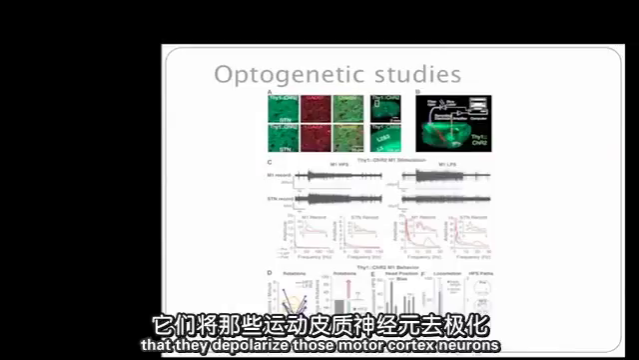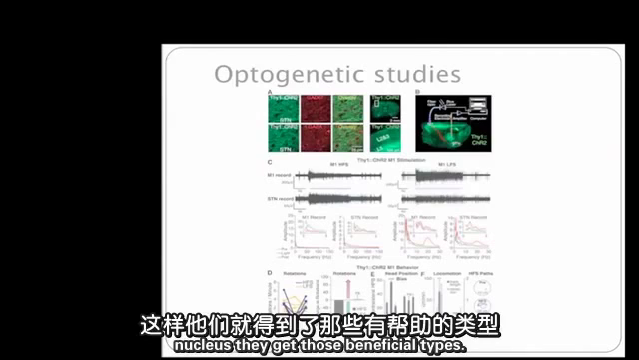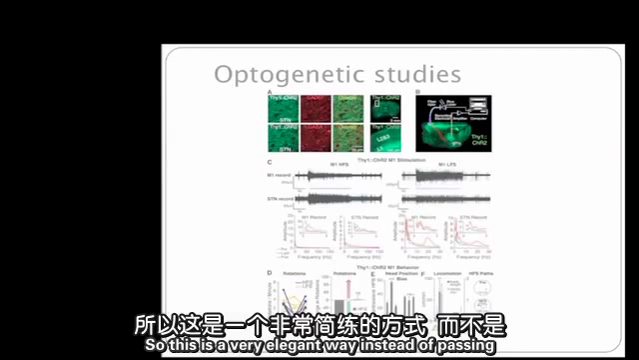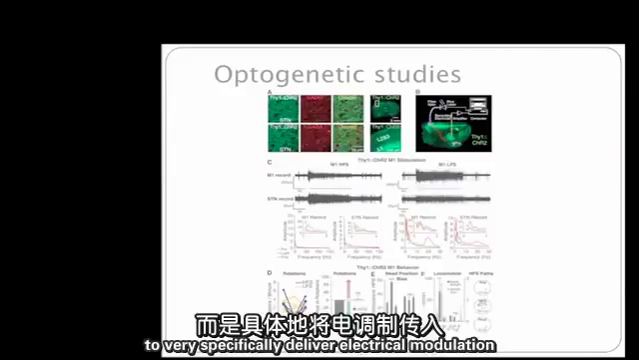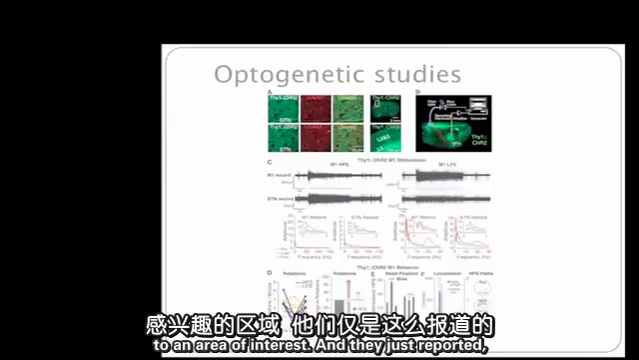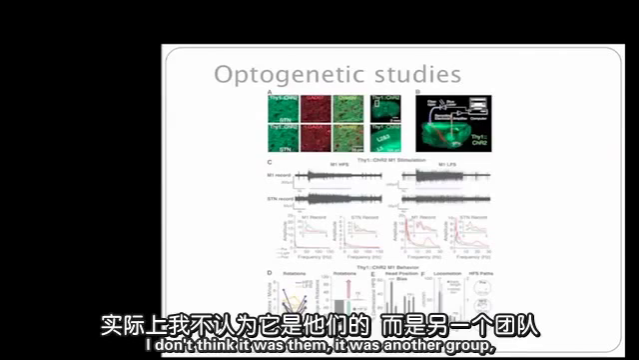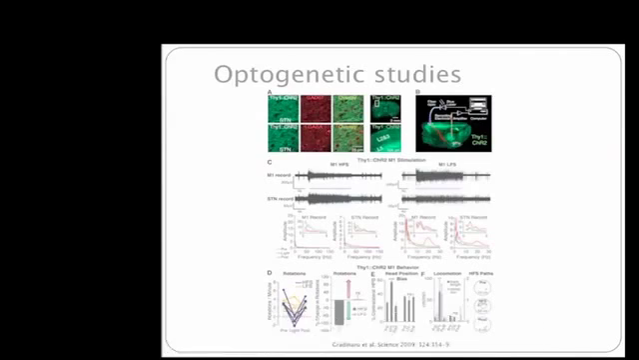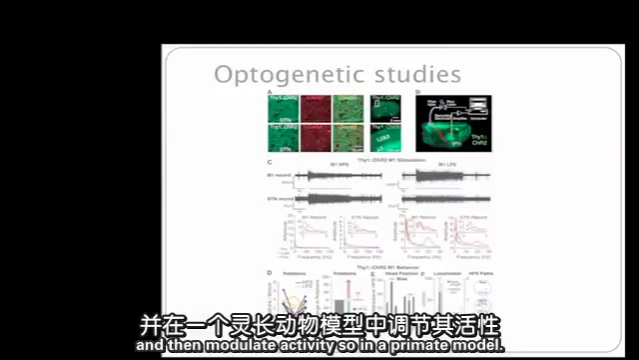If they depolarize those motor cortex neurons at the cortex and measure activity in the subthalamic nucleus, they get those beneficial effects. So this is a very elegant way, instead of passing blind current into this region, to very specifically deliver electrical modulation to an area of interest. And they just reported, I haven't actually looked at the manuscript, but actually I don't think it was them, it was another group, using lentivirus to specifically transfect a target population within a primate, and then modulate activity, so in a primate model.